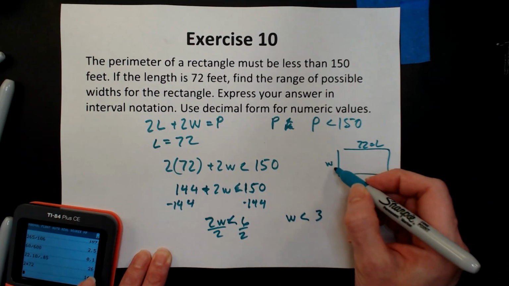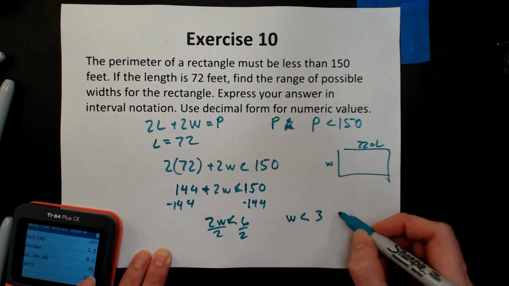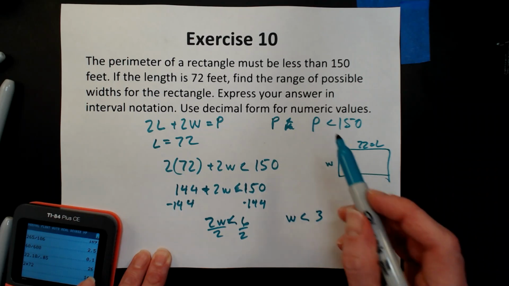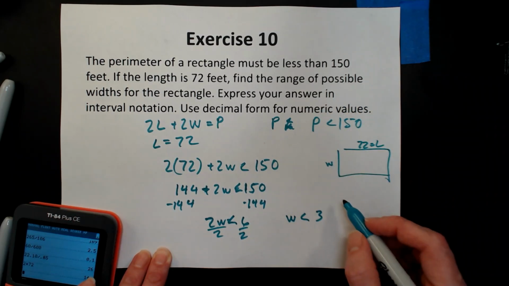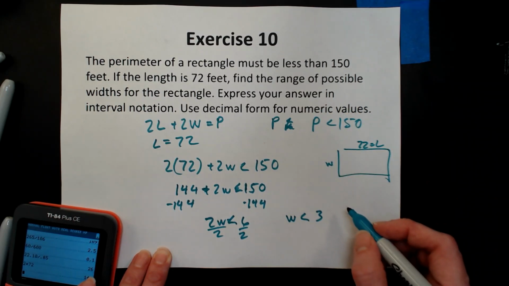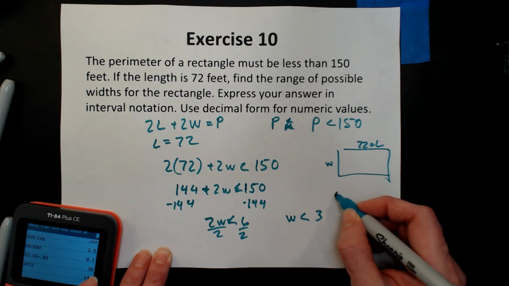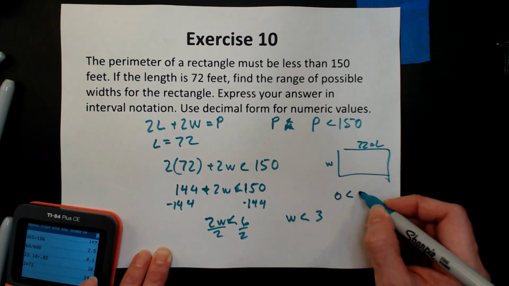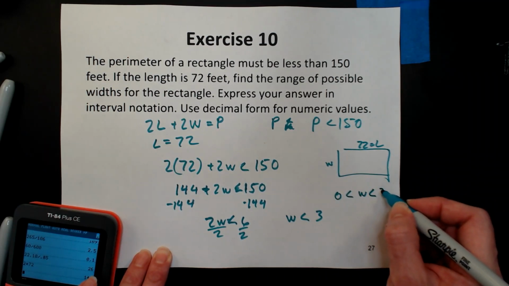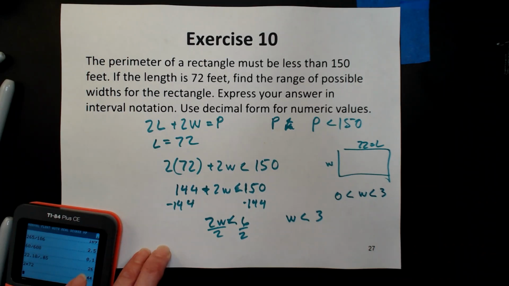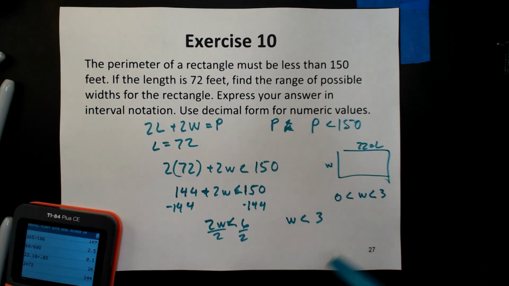So in other words, to find the range of widths of possible rectangles in interval notation, 0 is the least amount it could be, and 3 would be the greatest amount it could be. Less than, strictly less than 3.